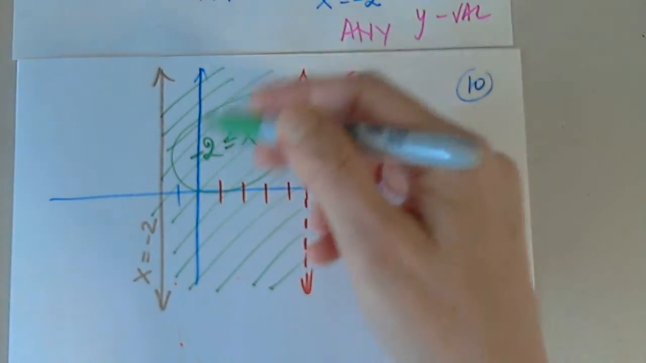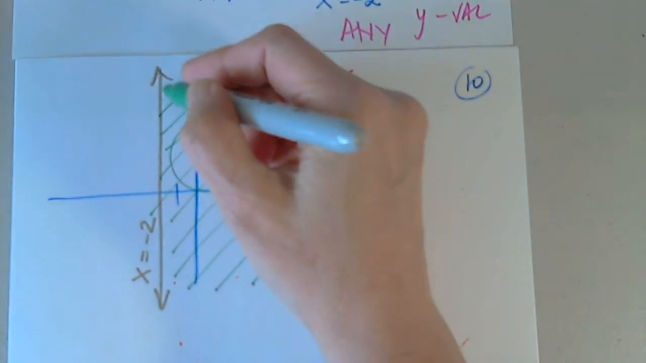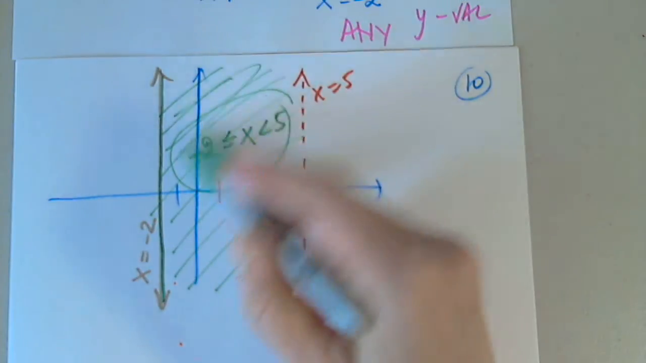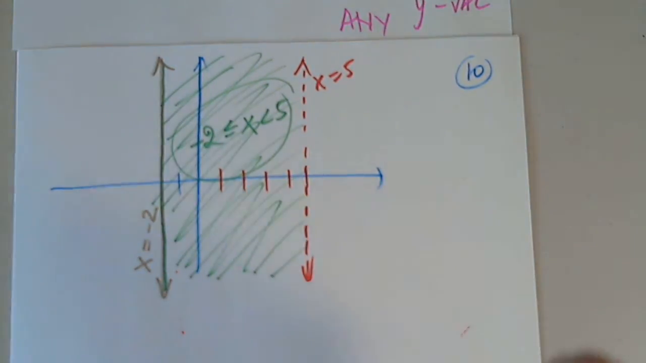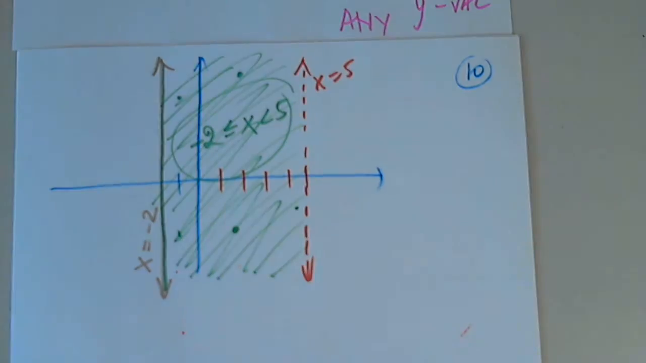All this green area, not points on this line because there is no equal symbol, but yes, points on this line, and everything else. If you pick any point in this region, you will see its x is between -2 and 5, and y is whatever. Very good pick. Good. Next one.